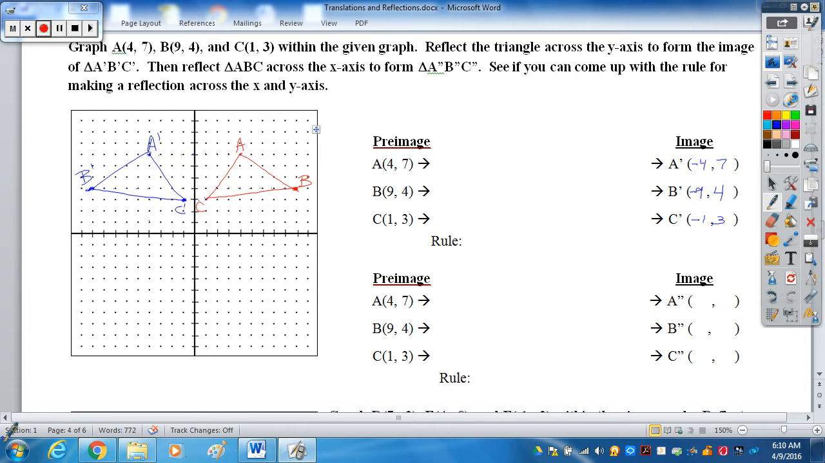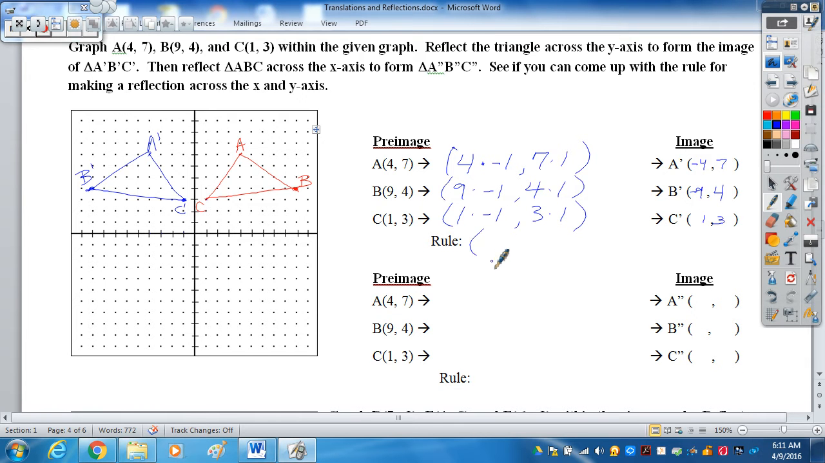So what's the rule here? Well, if you think about it, if we're taking 4 and we're becoming -4, all I'm doing is taking that x value and multiplying it by -1. Is anything happening to the y value? No, so just multiplying it by +1, okay? Same thing with this one. 9 times -1 gives me -9. 4 stays the same, okay? And so the last one, 1 times -1, 3 stays the same.